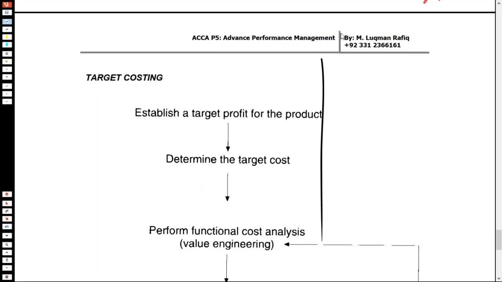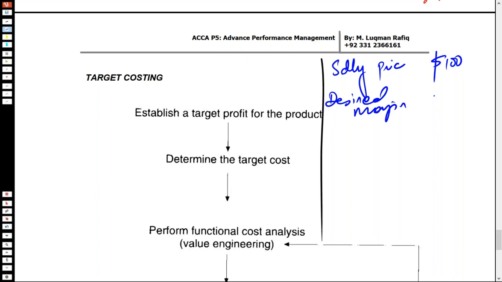The target costing. I hope that the quality circle is clear to you, Aaron. Now, when we talk about the concept of target costing, how does target costing operate? Whatever product you wish to sell, you try to establish the selling price of that product. For example, if you establish the selling price of the product to be $100, what you do is deduct from it your desired margin, which is, let's say, $20.